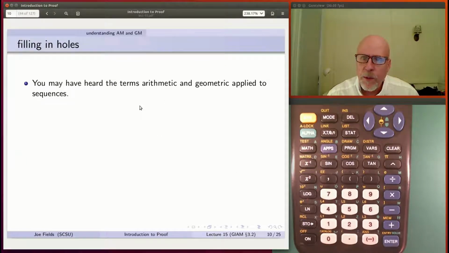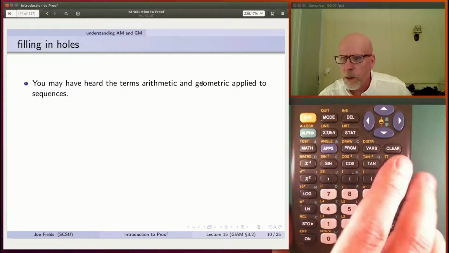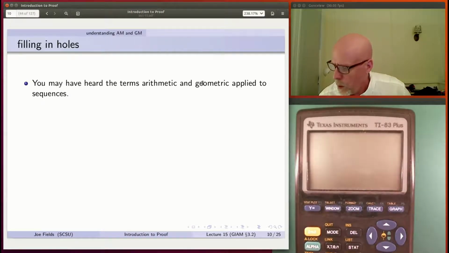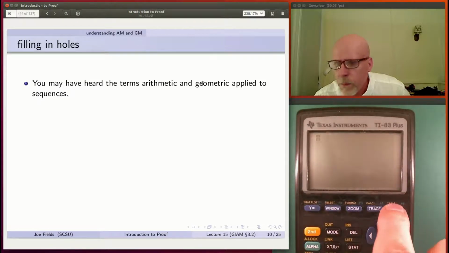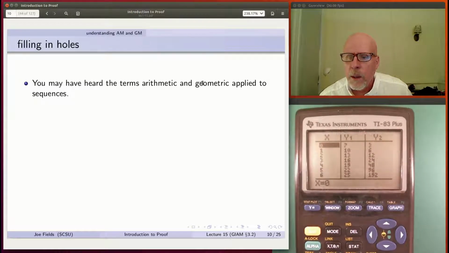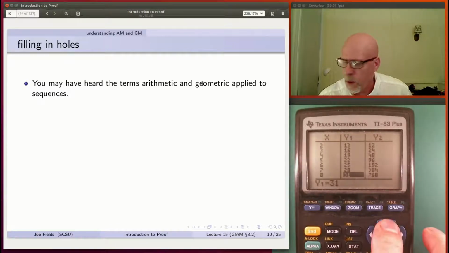Now, I want to give you a different way to think about arithmetic and geometric means. You've probably heard these same terms, probably in Calculus 2, applied to sequences, an arithmetic sequence and a geometric sequence. Let me show an example on the calculator. I've already preloaded some sequences in here. So y1 has what's known as an arithmetic sequence. If you notice, it's growing, but it's growing slowly. It's not going crazy. Y2 has a geometric sequence.